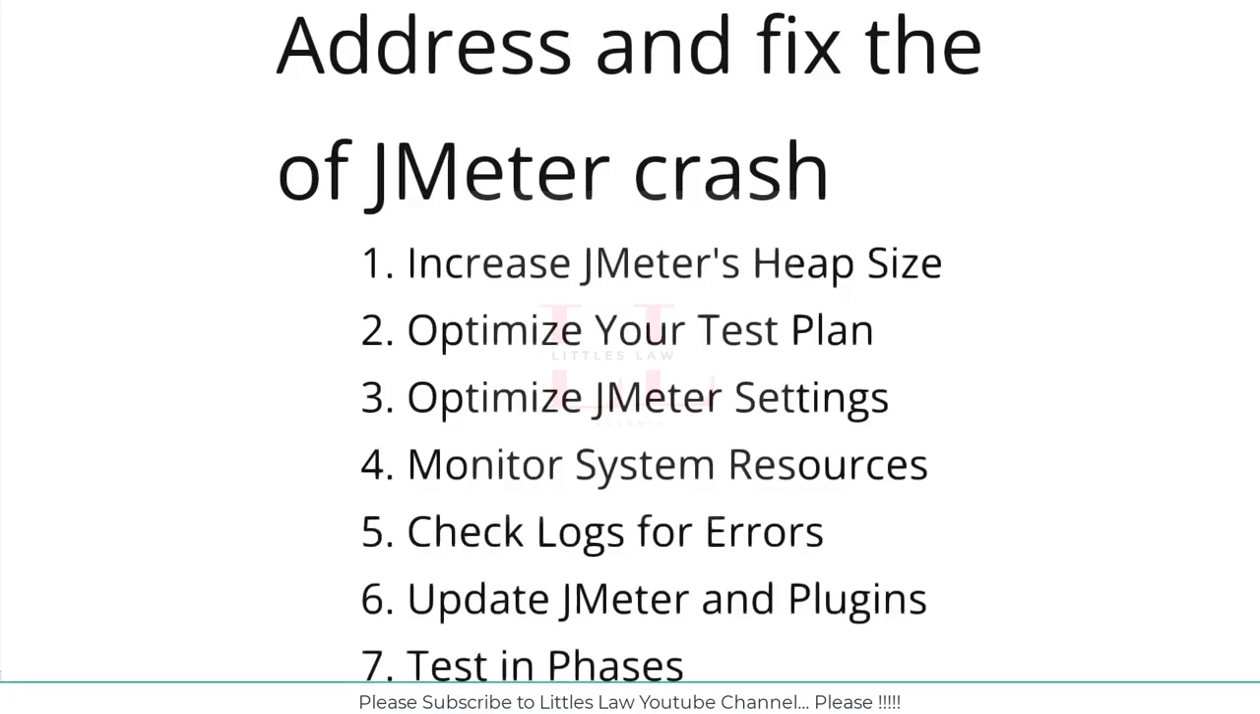Instead, you can consider saving the results in the form of log files, which is in .jtl format, and you can analyze them after the test. And then the third option is optimizing the JMeter settings. The thread group settings are a main factor which you have to optimize.